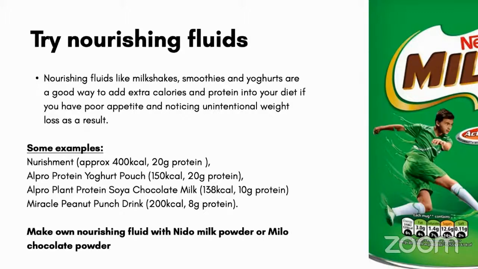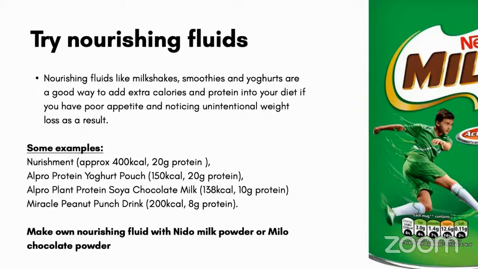Other examples of nourishing fluids are things like Outpro protein yogurts, which you'll probably see in a pouch format. You'll see Outpro plant-based chocolate milk for those who are plant-based, and also Miracle peanut punch drink. You'll often see this in supermarkets and even in your ethnic stores as well. Peanut punch drink for sure, because a lot of Caribbean individuals tend to drink this.